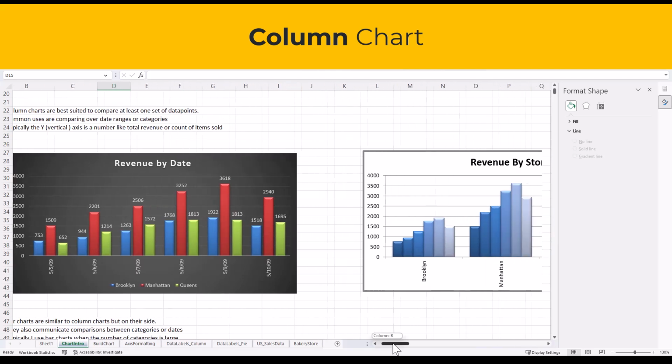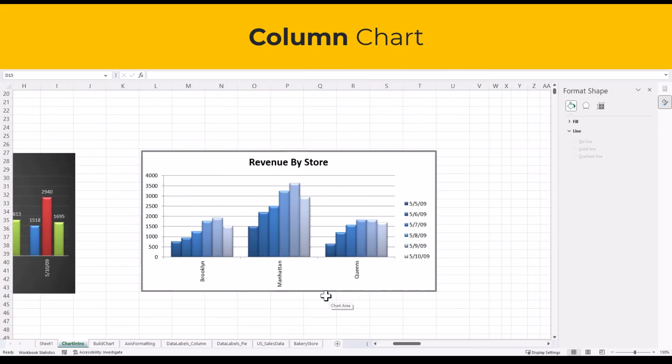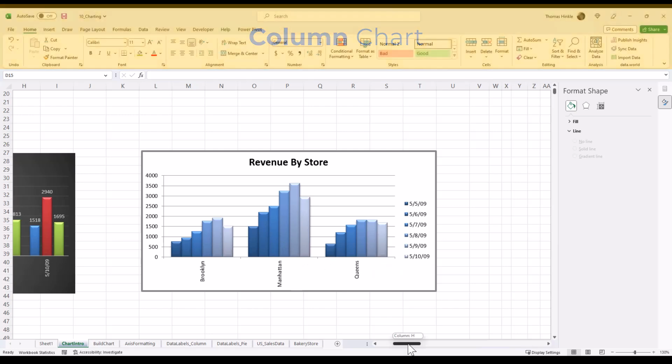And if I scroll over to the right a little bit, I see another column chart, but this time instead of having dates across the bottom or the x-axis, we have the stores, Brooklyn, Manhattan, and Queens. And again, we can see a trend of what days had the highest revenue and what were the lowest. So right away we see that Monday across the board is the lowest revenue day, and Thursday is pretty much the highest for all the stores.